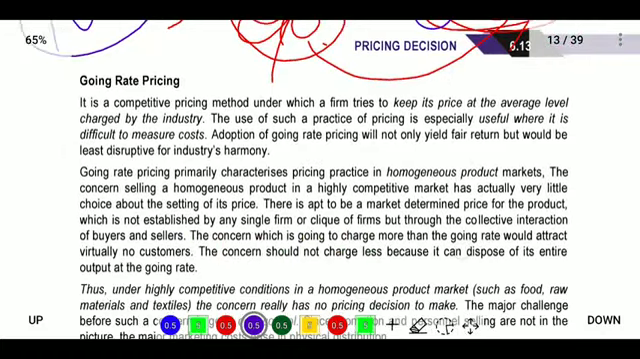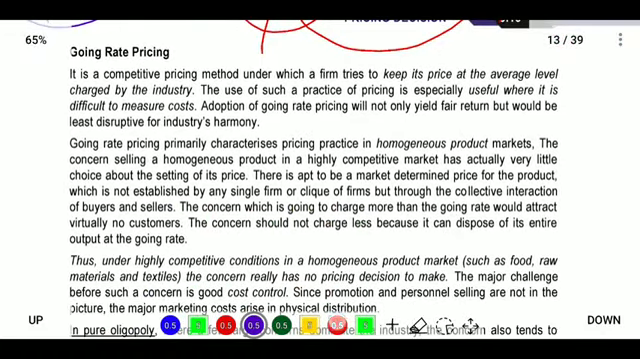Next, going rate pricing. Going rate pricing means it is a competitive pricing method under which the firm tries to keep its price at the average level charged by the industry. Before, we were looking at our competitor, but here we will look at the industry level. Overall, based on how the industry is going, we will use that industry method.